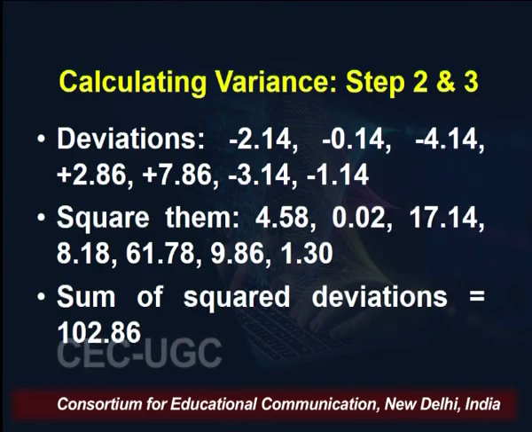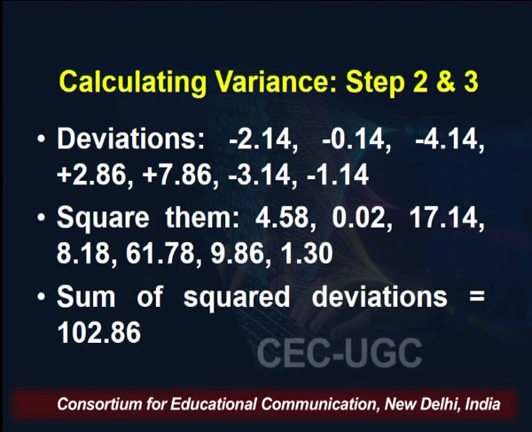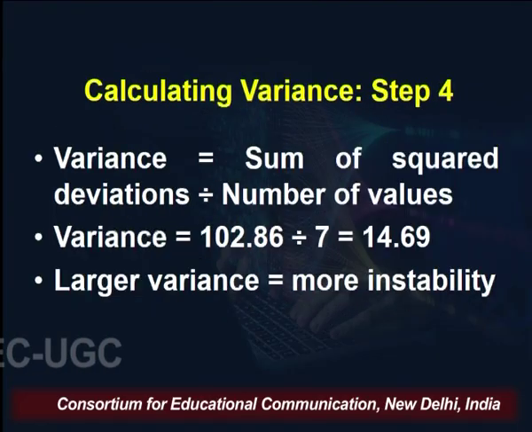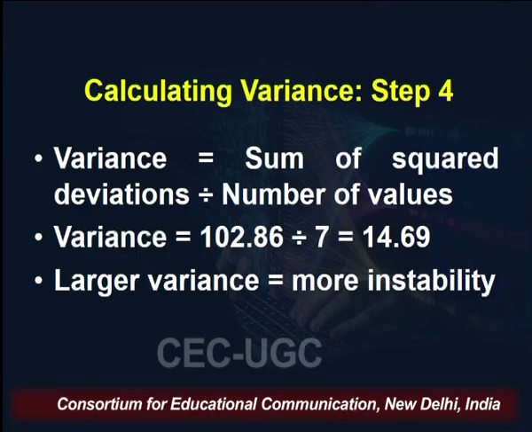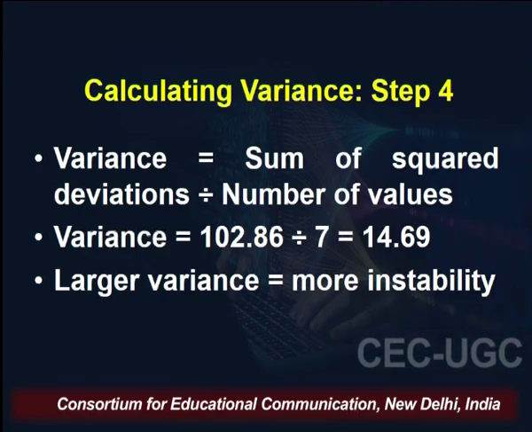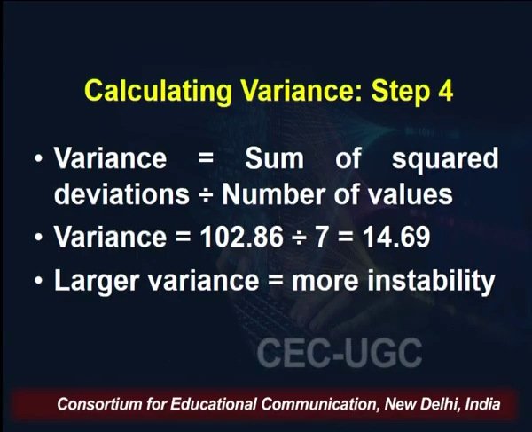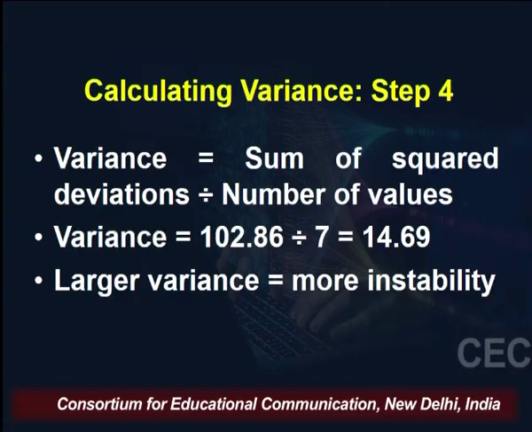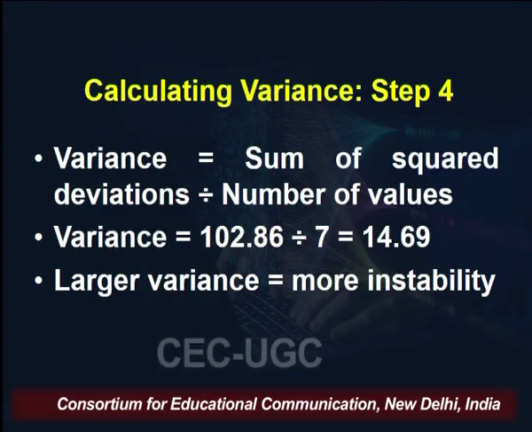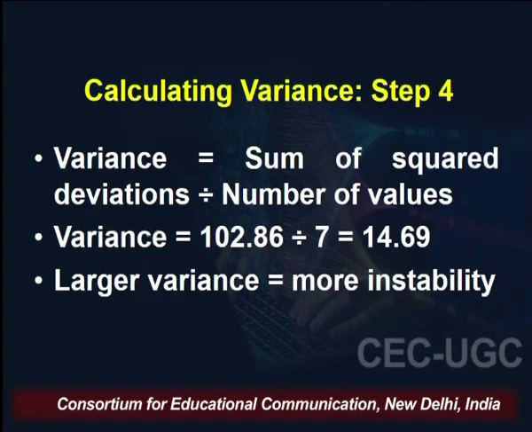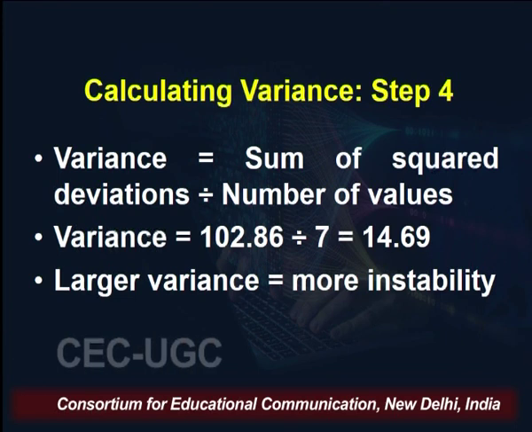Now we sum all of these squared deviations. The sum of all these squared deviations gives us 102.86. Now we know we had 7 values and it's very easy to calculate variance now. To calculate variance, we use the number of values and divide the sum of squared deviations by it. So the sum of squared values was 102.86 and the number of values is 7. Dividing 102.86 by 7 gives us the value 14.69. Now 14.69 is a measure of variance or spread in our data set.